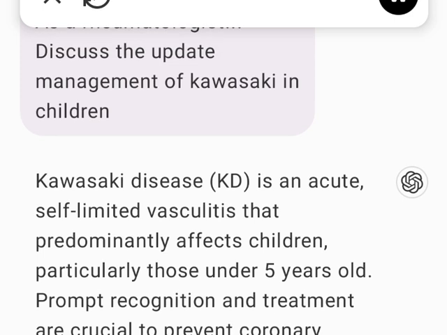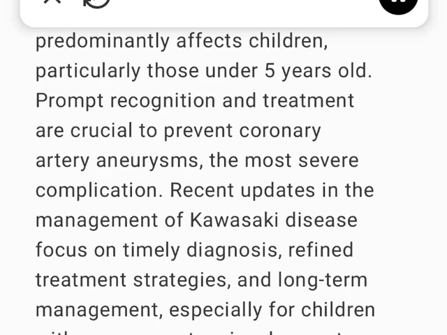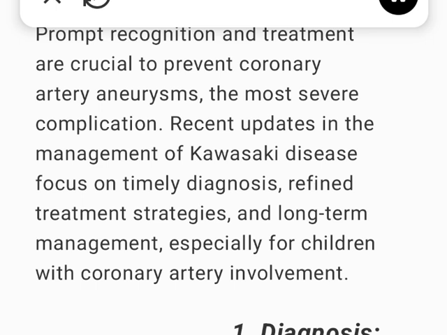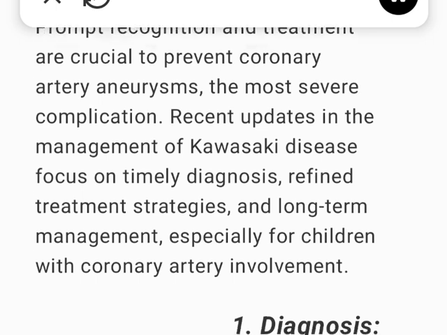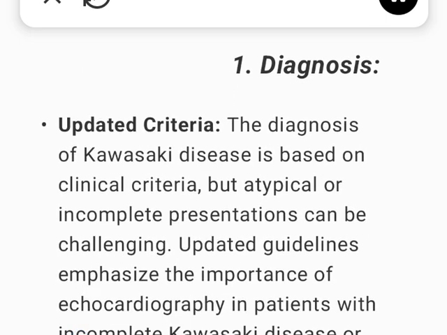Kawasaki disease, KD, is an acute self-limited vasculitis that predominantly affects children, particularly those under 5 years old. Prompt recognition and treatment are crucial to prevent coronary artery aneurysms, the most severe complication. Recent updates in the management of Kawasaki disease focus on timely diagnosis, refined treatment strategies, and long-term management, especially for children with coronary artery involvement.